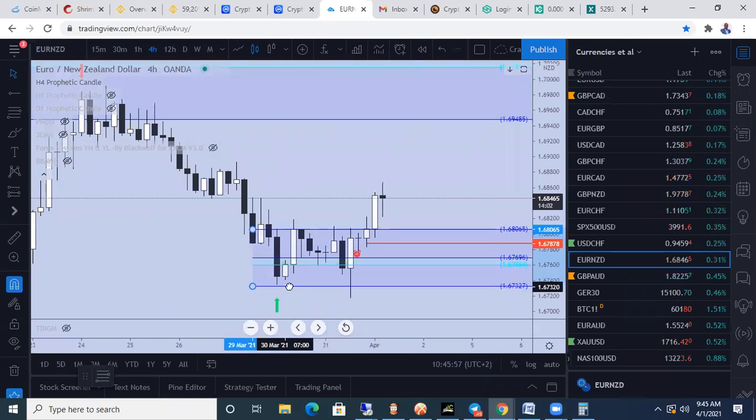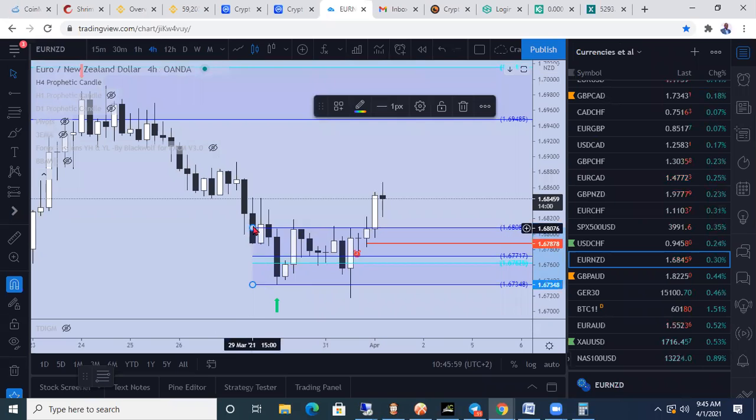So here we have this: price broke above, price came beneath, invalidated our bias. So if you had gone in for a buy, once you see this invalidation, you simply cut the trade.